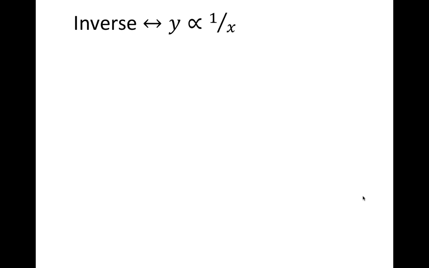If an increase in the value of one quantity causes a proportional decrease in the value of another quantity, then the two quantities are likely sharing some sort of inverse relationship.